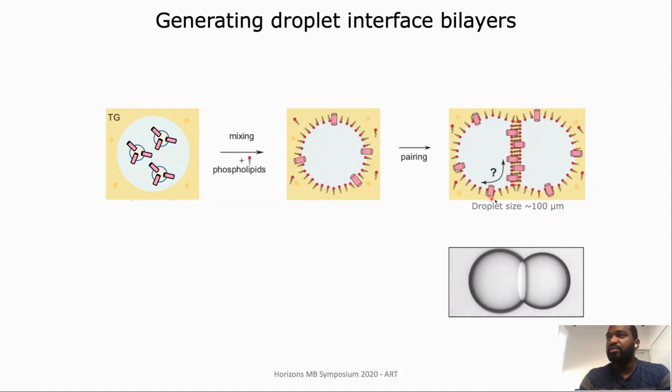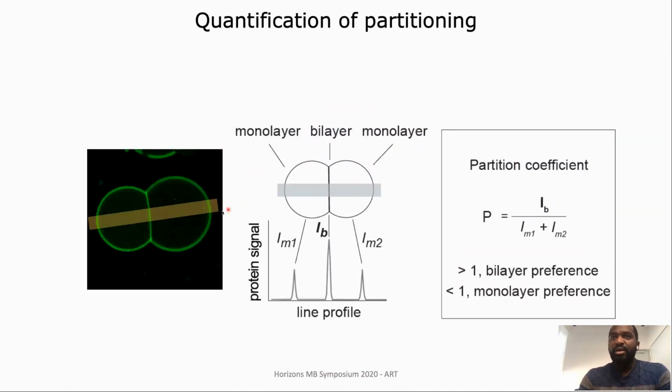And in this system, we can now study how this protein, which is initially on the monolayer, partitions between the monolayer here and the bilayer there. And we can quantify partitioning by fluorescence. So here we have a fluorescent protein. We can make plots, we can extract the profiles, and we can quantify how much of the protein is on the bilayer compared to the monolayers. And we define this partitioning coefficient.